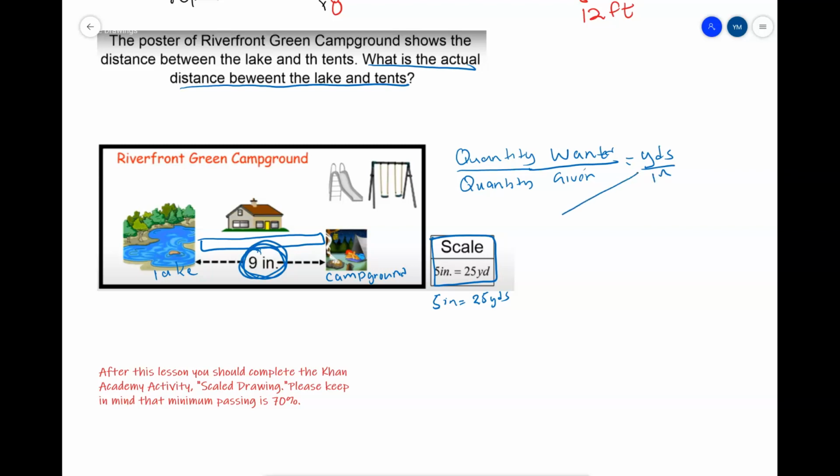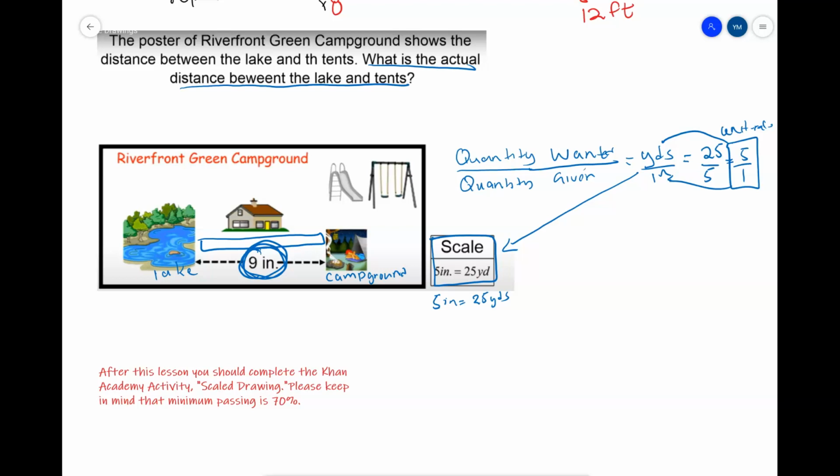So now let's look at our key. The key says that we have 25 yards out of 5 inches. So we're going to use the key. Now if I simplify it, I get 5 over 1. Again, if you notice, we get a unit rate. For every 1 inch, you have 5 yards. So now we have a unit rate.